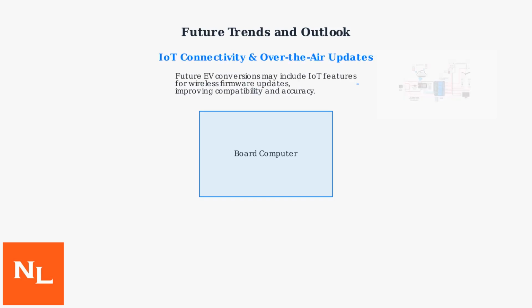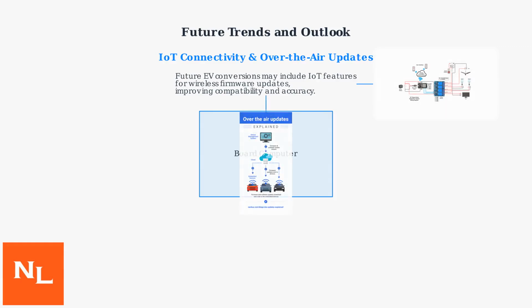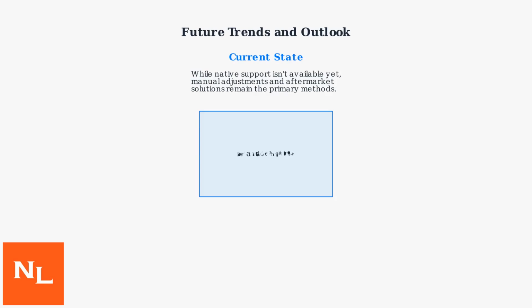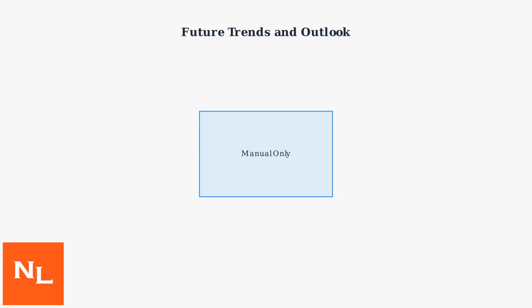As electric vehicle conversions for classic Opels increase, we can expect IoT connectivity to become standard. This would enable over-the-air updates to the onboard computer system, allowing remote adjustments to time settings and firmware improvements without visiting a workshop. For now, without native manufacturer support for these advanced features, owners of Opel Astra H GTC vehicles continue to rely on manual adjustments through the onboard computer interface or aftermarket adapters for any digital integrations.